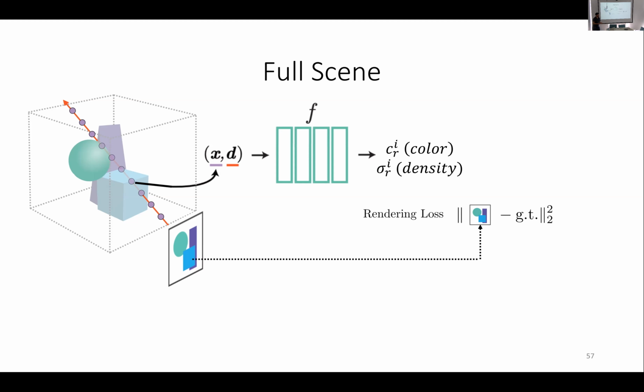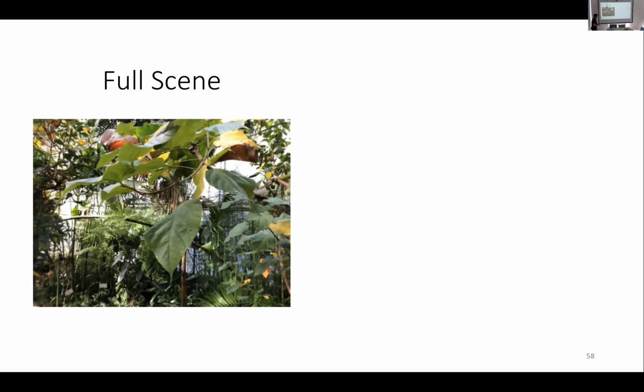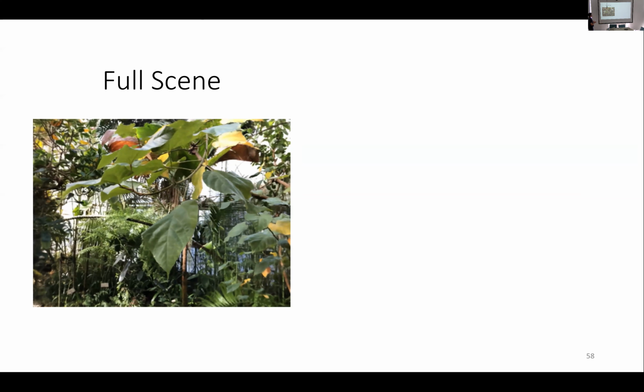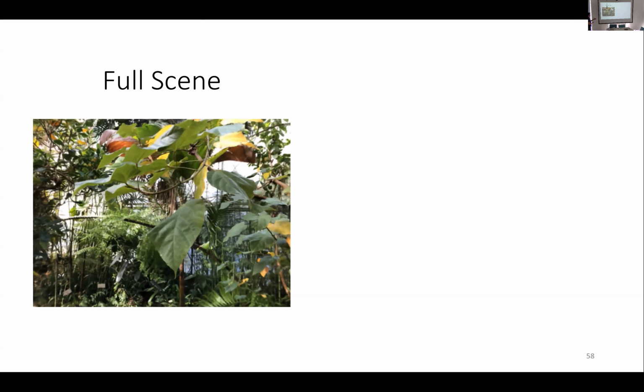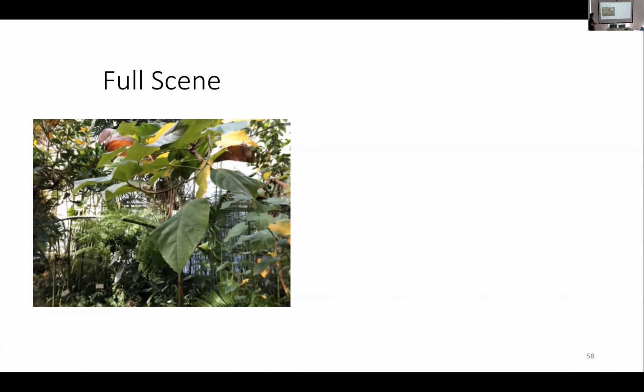And in order to train those weights, you simply use a reconstruction loss between the ground truth color that you know, and that of the rendered color of that view that you predicted. And so that gives us the full scene. So, for example, the scene here with the leaf.